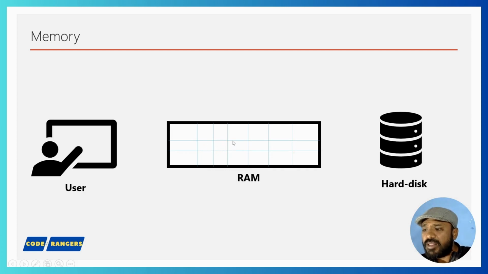When the user completes his task, or completes his presentation, whatever he is working on, then finally he will go to store that particular file. Whenever the user clicks on the save button, then from RAM it will go to the hard disk and be stored there. Clear? Now, what kind of users are there in the market?